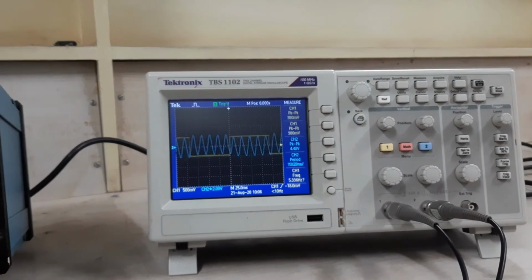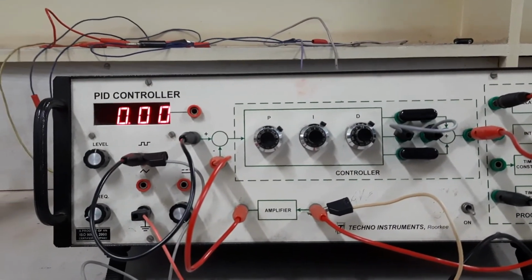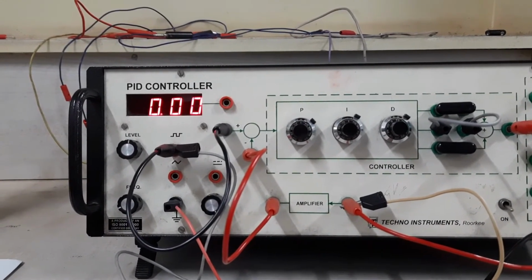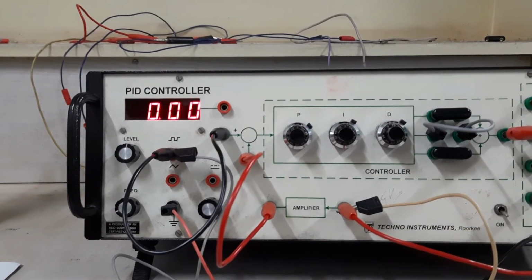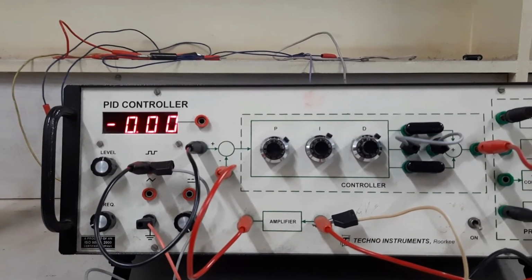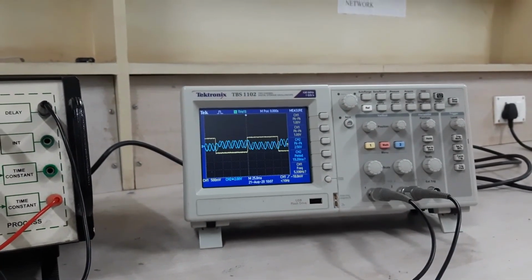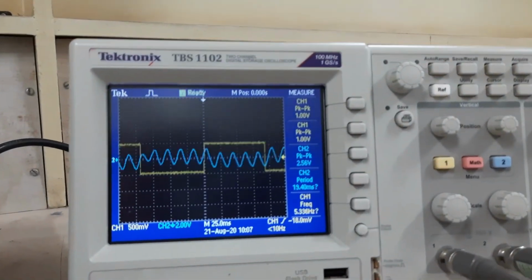Now we have to set the P potentiometer at half of the value. The sustained oscillation is coming at position 6, so we have to set this at half of 6, which is 3. With position 3 of the P potentiometer, this is our response.